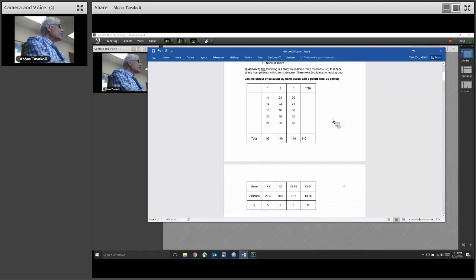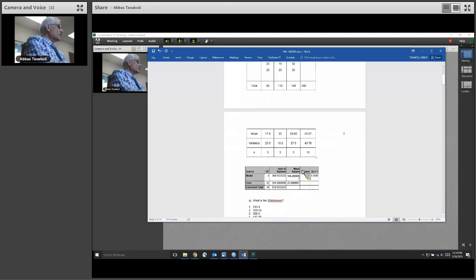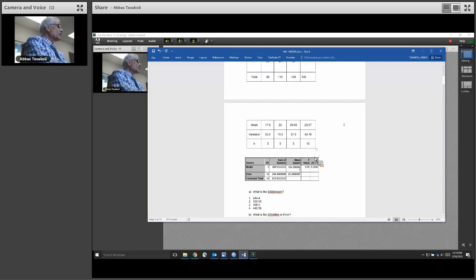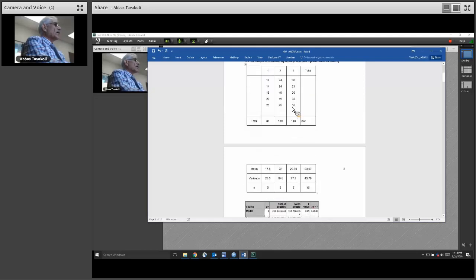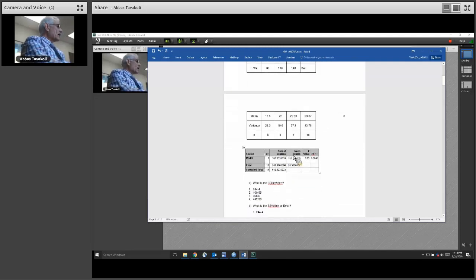And the second problem, we are reducing stress on patients with chronic disease. We have 3 methods. Each method measures 5 samples. I give you the total, means, variance, and n for each group. And I also provide you with the statistical software output. So either you can calculate by hand to answer the question, or use the table I provide you. For doing it by hand, I would suggest you look at my example in the handout.